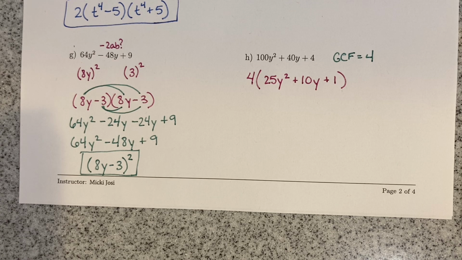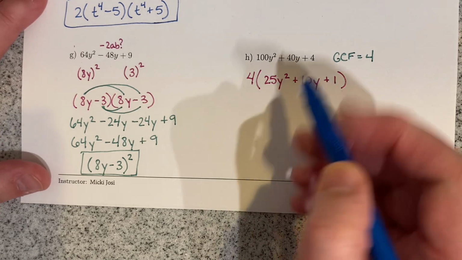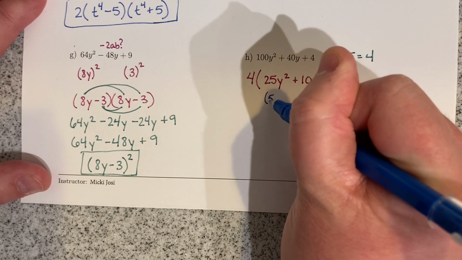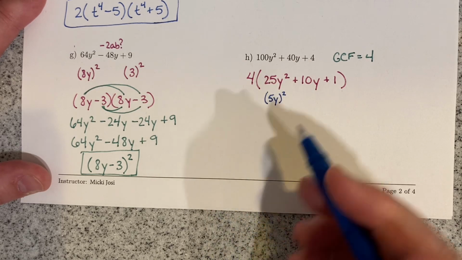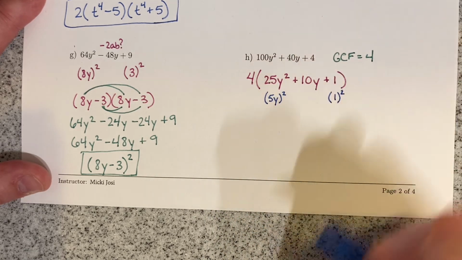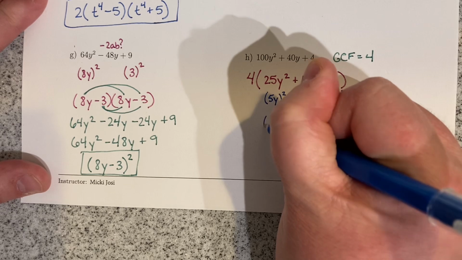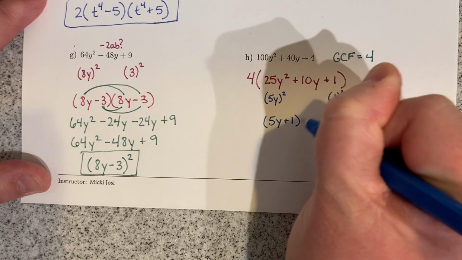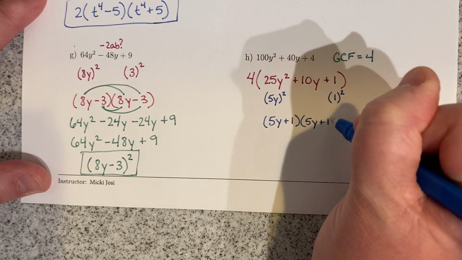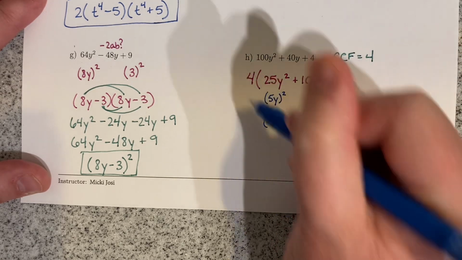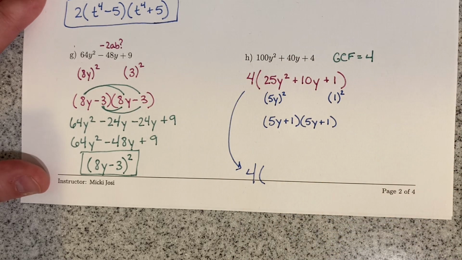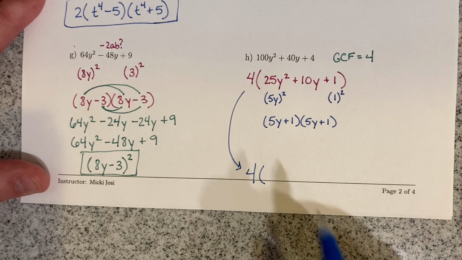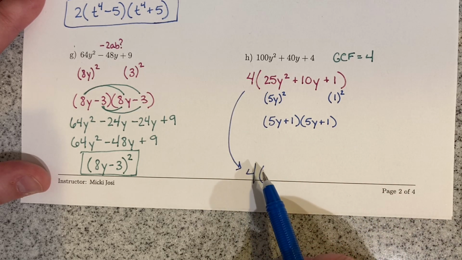Now, this could be guess and check. This could be AC method. But I'm noticing, well, 25 is a perfect square. So 5y quantity squared makes 25y squared. And 1 squared makes 1. So let's just try 5y plus 1 times 5y plus 1. And then after I check, make sure that 4 is in your answer, that greatest common factor. I'm not putting it in my check, but I need to put it in my answer.